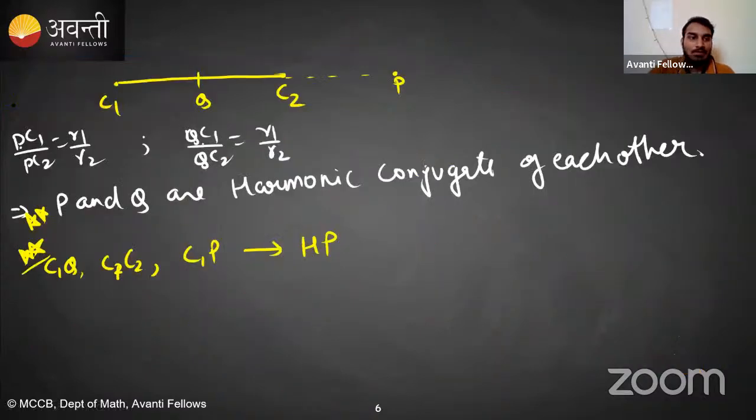So there are 2 points C1 and C2. This is the line joining C1 C2. Point Q divides C1 C2 in the ratio R1 is to R2 internally, and point P divides C1 C2 in the ratio R1 is to R2 externally. In the straight line chapter, I have already told you, if there are 2 points dividing the line joining in the same ratio, but one point divides externally and another internally, then we say that these 2 points are harmonic conjugates of each other, which means C1Q, C1C2 and C1P, these three distances are in HP.